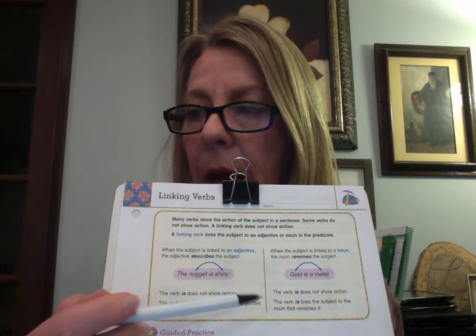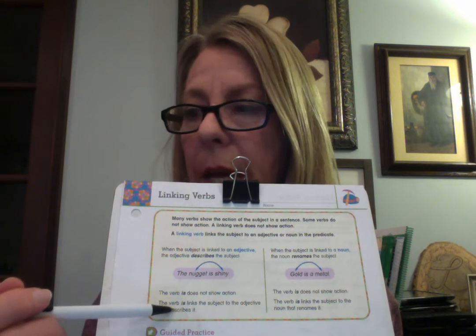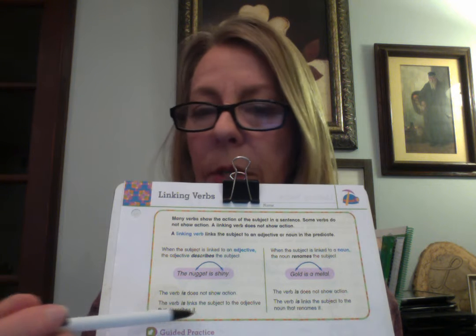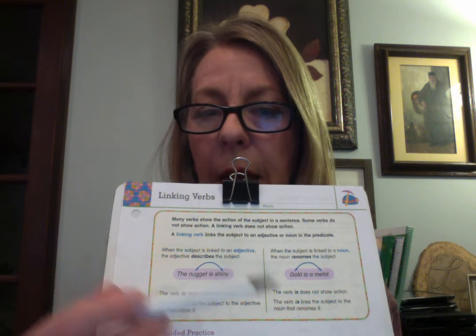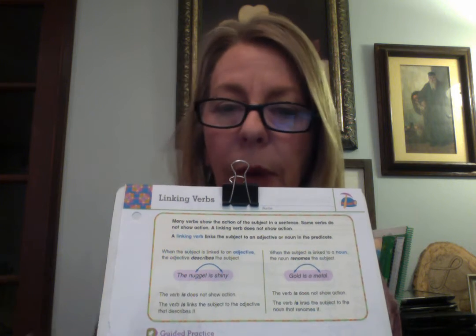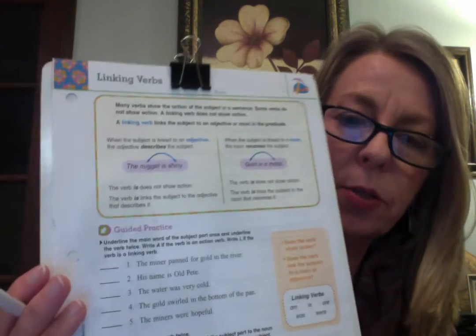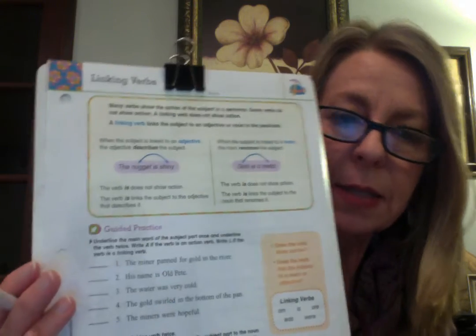In this one, the nugget is shiny. The verb is linking the subject to the adjective, okay? And in this sentence, the linking verb is linking the subject to another noun to rename it. Okay, so let's practice some together, and then you'll do the back on your own in exactly the same way.